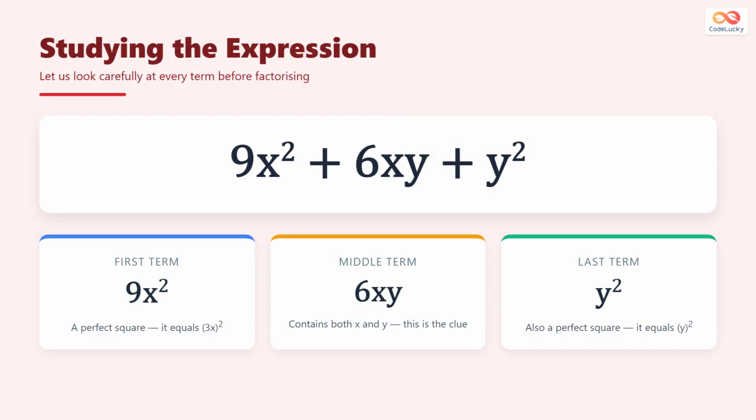Now let us look carefully at the three terms of our expression. The first term is 9x squared. The middle term is 6xy, which contains both variables x and y. The last term is y squared. Notice something important. The first term, 9x squared, is a perfect square because it equals 3x multiplied by itself, and the last term, y squared, is also a perfect square. These clues tell us which identity to use.